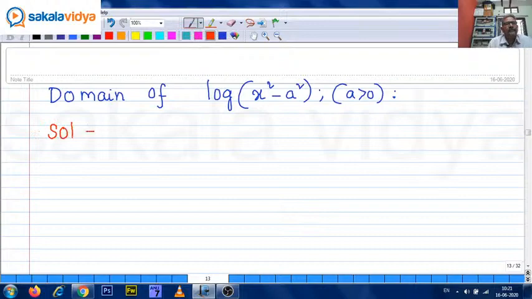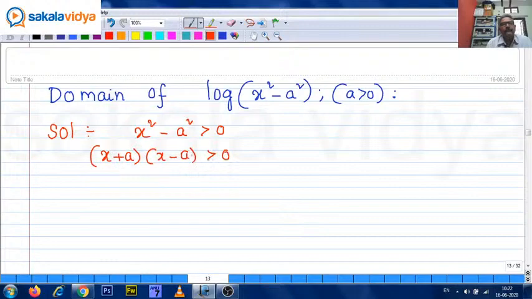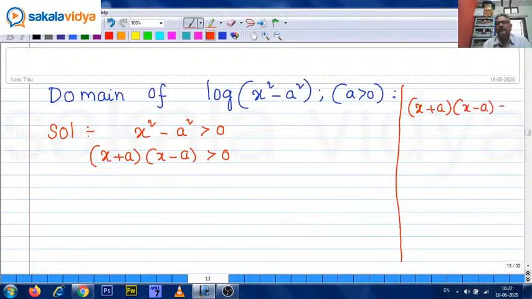Solution: x square minus a square greater than 0. That is x plus a into x minus a greater than 0. Equate x plus a into x minus a to 0. X equals to minus a or a. These are the critical points.